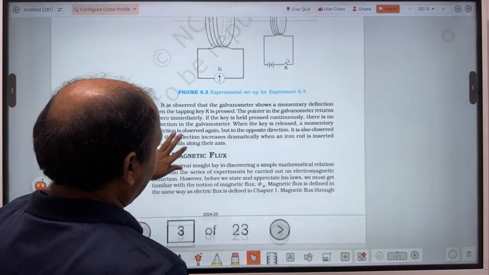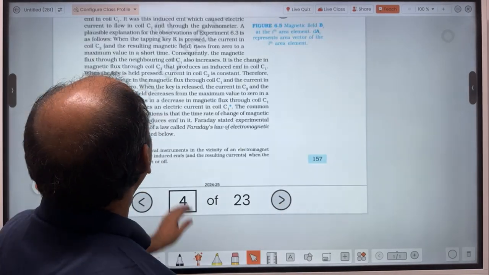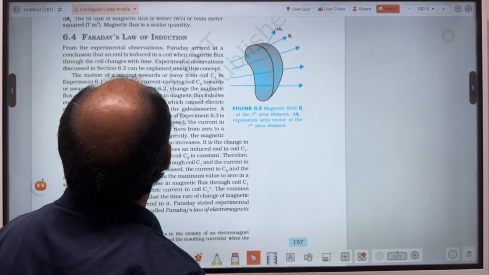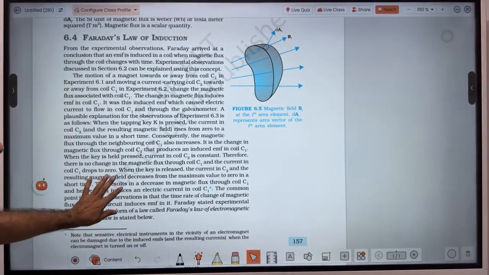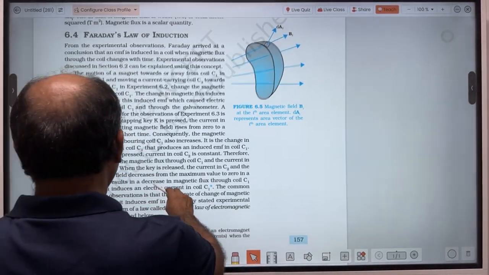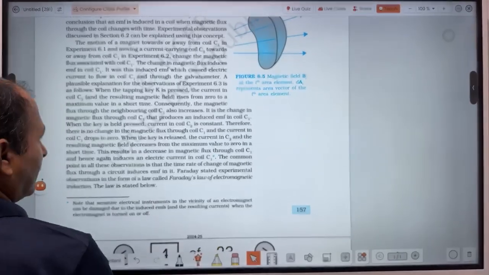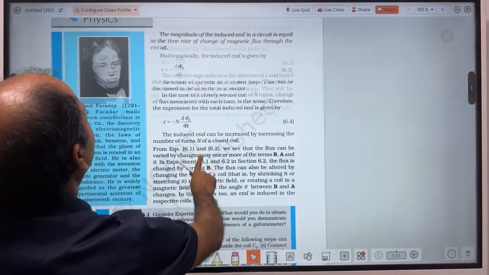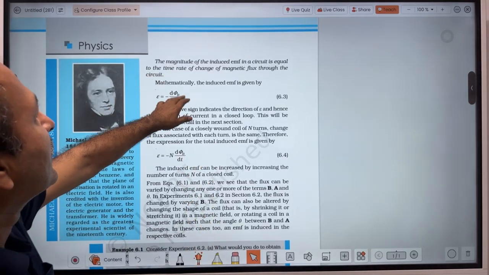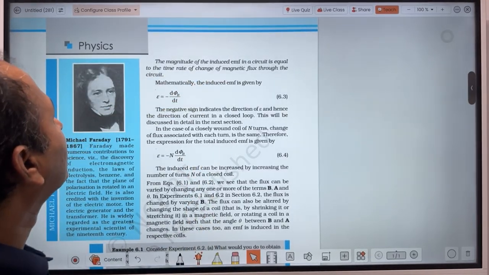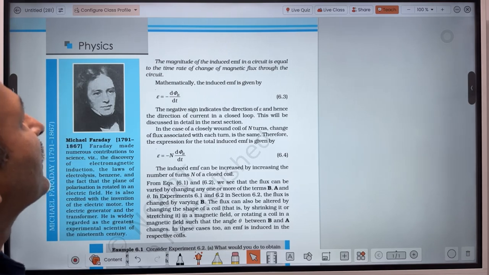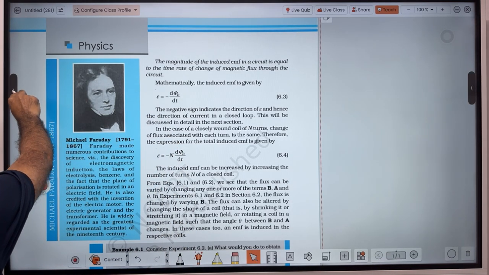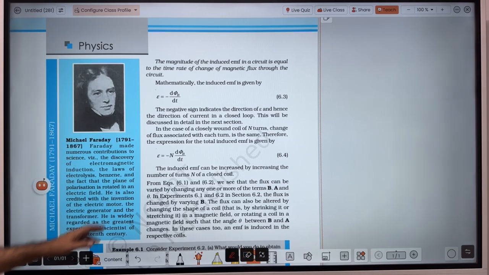Now we are going to see the next concept. Here they are showing the same thing about flux. Now Faraday's law of electromagnetic induction can be stated as: the magnitude of the induced EMF in a circuit is equal to the time rate of change of magnetic flux through the circuit, that is E equal to minus d phi by dt.